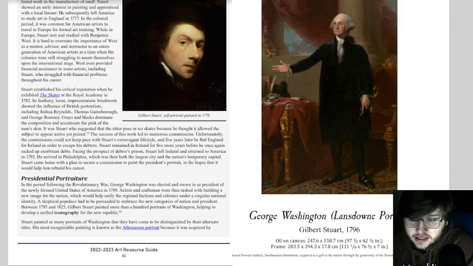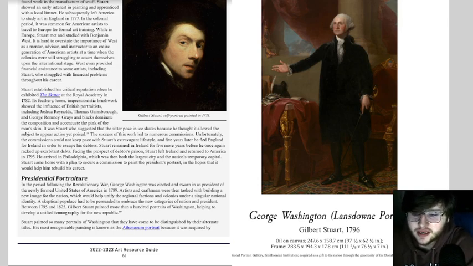Between 1795 and 1825, Gilbert Stuart painted more than 100 portraits of Washington, helping to develop a unified iconography for the new republic. Stuart painted so many portraits of Washington that they have come to be distinguished by their alternate titles.